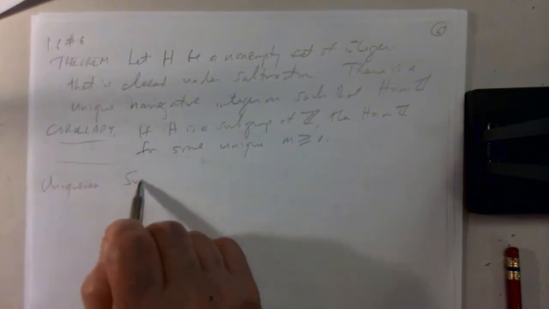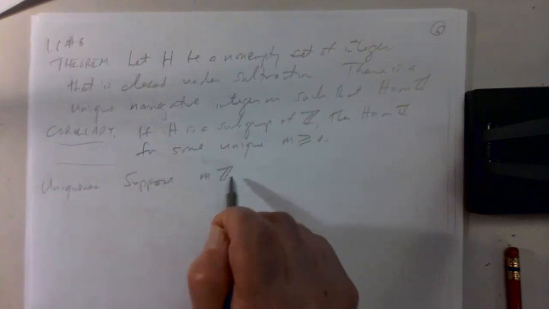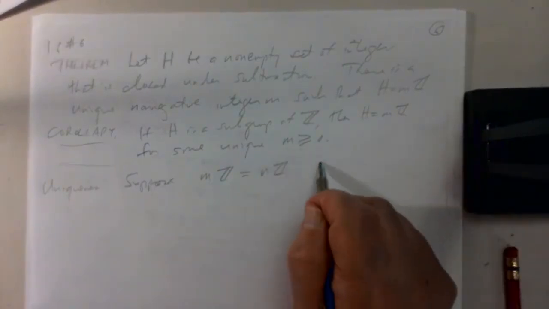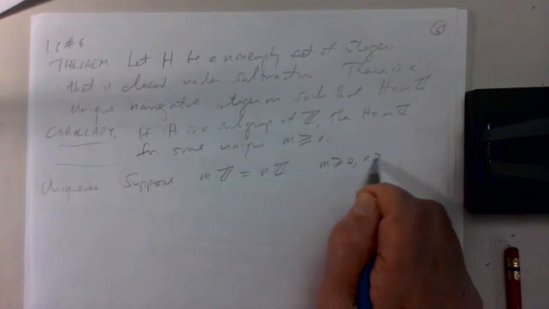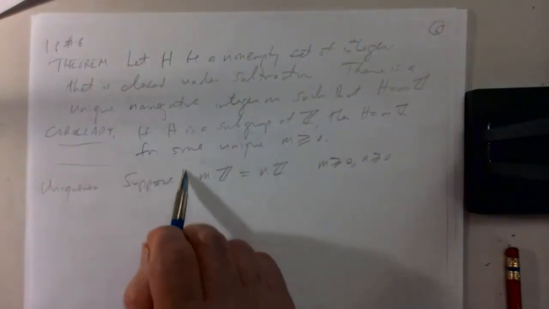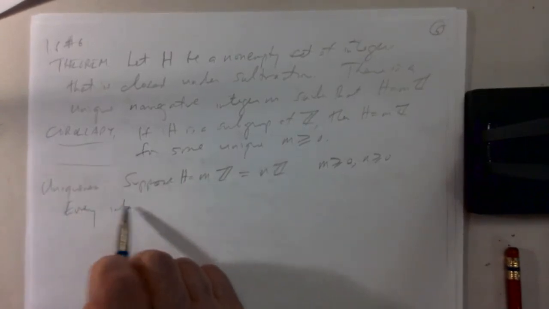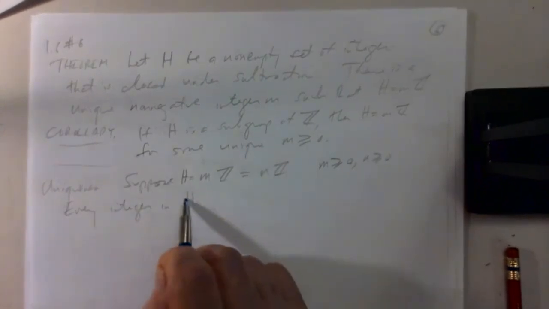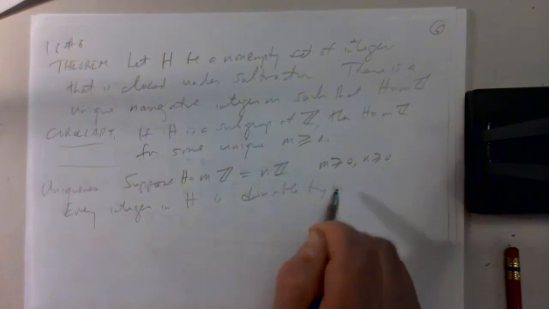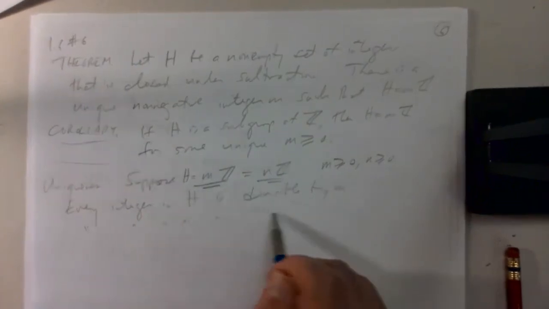So suppose we have mZ and nZ equal, where m is greater than or equal to 0 and n is greater than or equal to 0. So let's call this set H. This says that every integer in H is divisible by m. And this says that every integer in H is divisible by n.